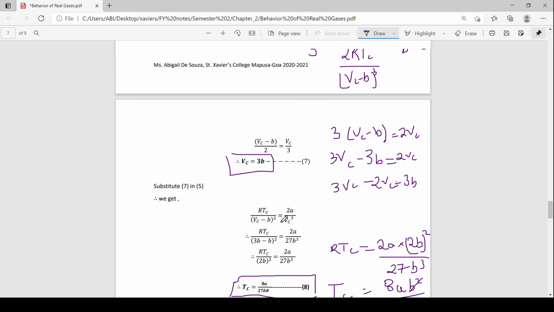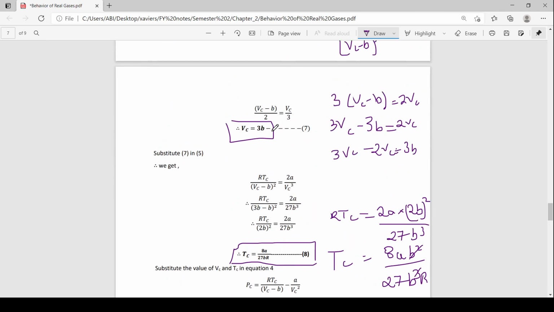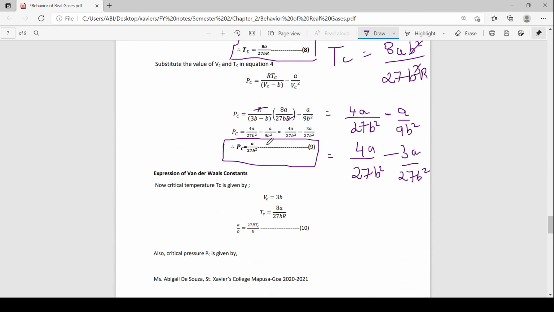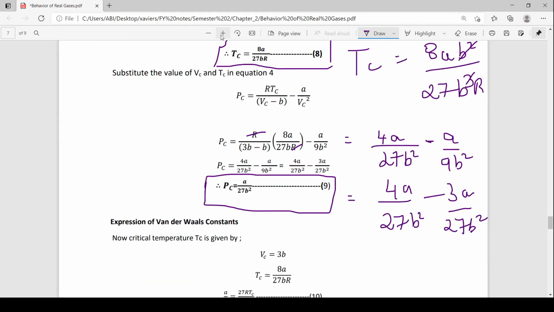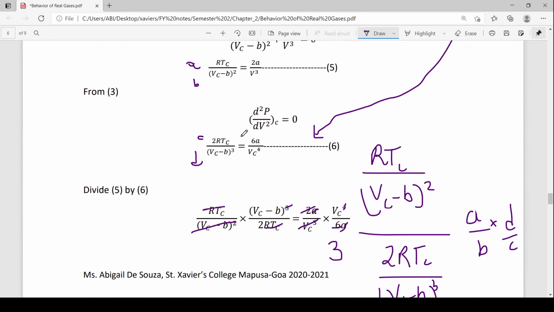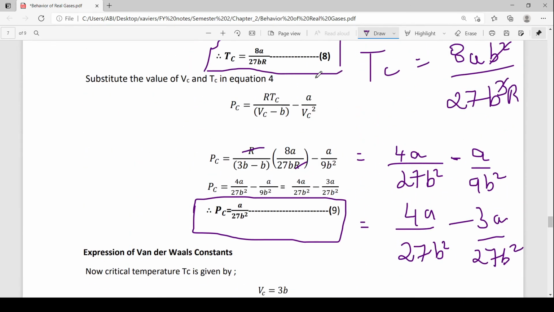So if you notice, all these critical values are dependent on van der Waals constants. And if van der Waals constants change for different gases, likewise even the critical constants will vary for various gases, correct? So we'll do the next part later, that's the expression of van der Waals constants. But before that, this is what we have done today: TC, VC and PC. Alright, so kindly go through this. If you have not understood any step, please let me know.